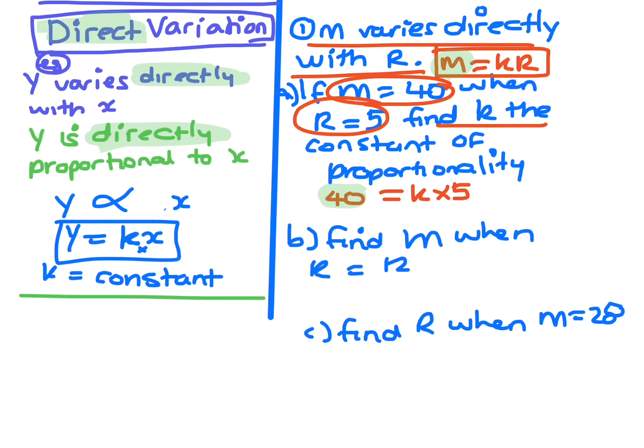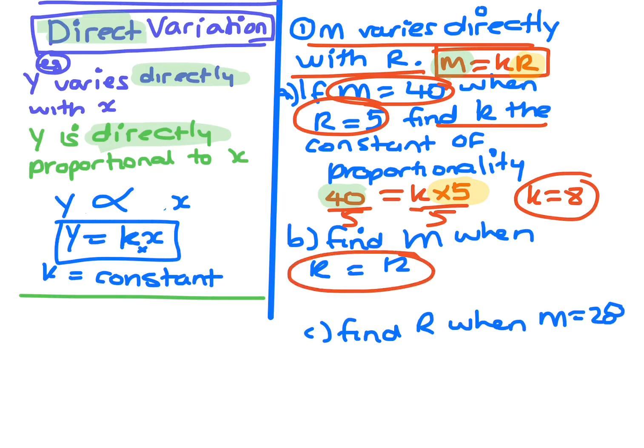Okay, so what we've done now for that one is we put the 5 into that side of the formula for the r. So now to find exactly what k is, you just divide by 5, and k will equal 8. Now find m when r is equal to 12. So that means you have m equals 8 times r. So m would be 8 times 12, and 12 eights will be 96.